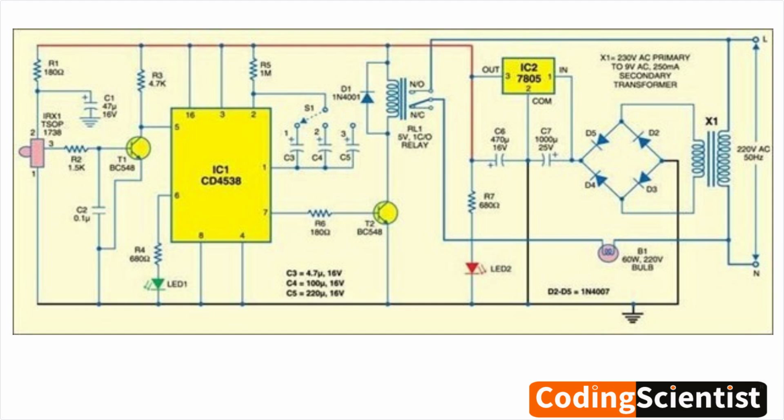Bulb switching: the relay, RL1, is connected in series with the main power supply to the bulb. When the relay is activated, it closes the circuit, allowing current to flow to the bulb and turning it on.